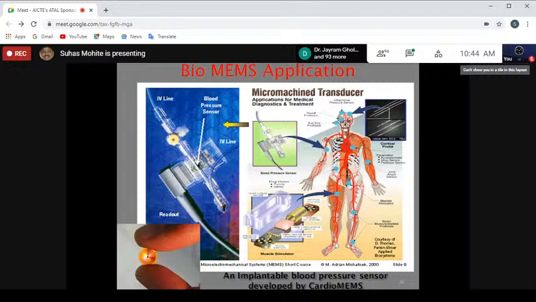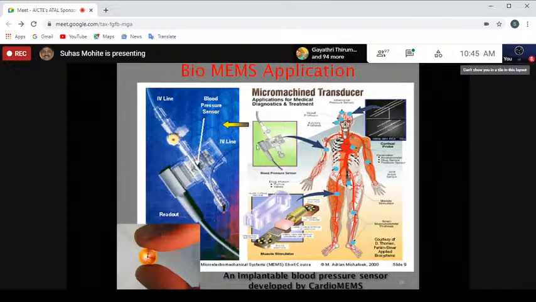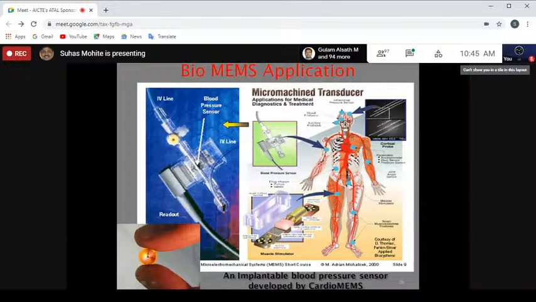BioMEMS is another field where MEMS is coming in a big way. You have several types of sensors developed. You have an implantable blood pressure sensor developed by CardioMEMS, where this blood pressure sensor can be implanted into the human body, and you have a transmitter receiver, or some wearable device which can get the signal readout, and you can continuously monitor the blood pressure, and several other vital parameters of the human body can be monitored.